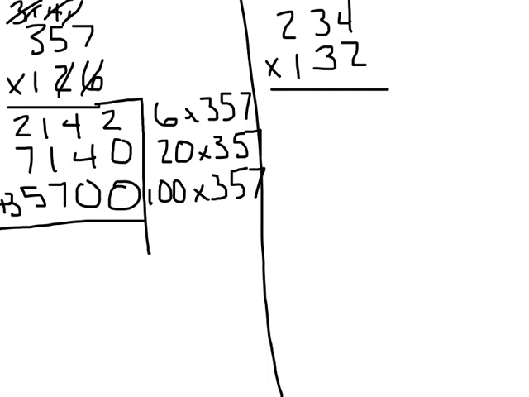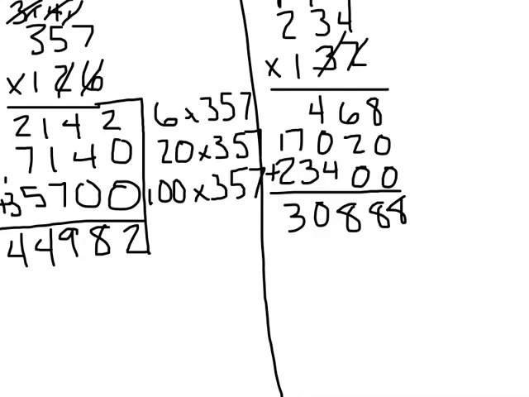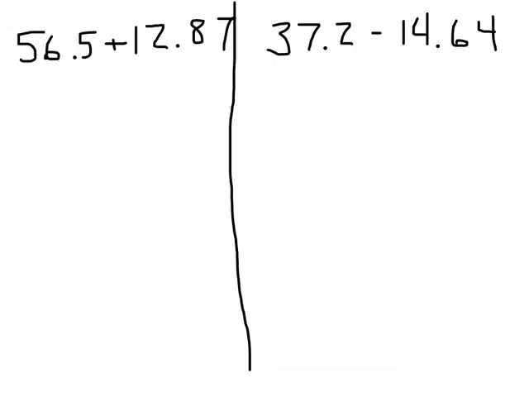Now I can add. 2 plus 0 is 2. 4 plus 4 is 8. 1 plus 1 plus 7 is 9. 2 plus 7 is 9, plus 5 more is 14. 1 plus 3 is 4. The correct answer is 44,982. Now you try one. What's 234 times 132? Remember to type your answer in with no comma. Check your work with mine. 234 times 132 is 30,888.